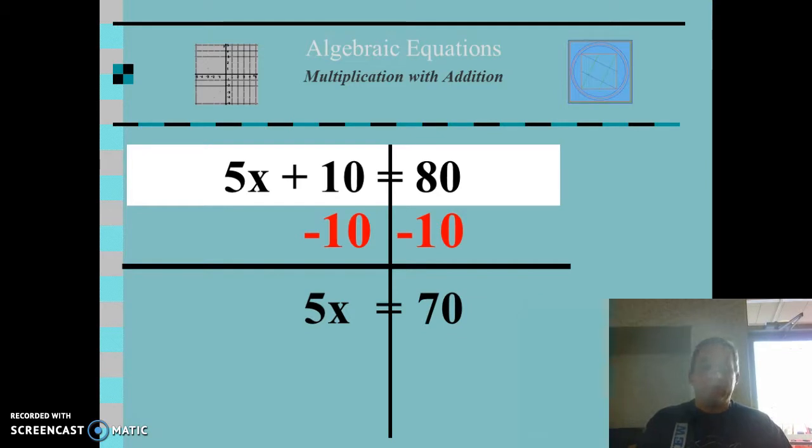5 times x equals 70. We have to get rid of the 5 to get x by itself. Since we're multiplying these two, we're going to divide by 5. Again, we have unbalanced our equation, so we have to do the same thing to the other side. The 5s cancel out. So your x is all that's left on the left side of the equation. And it becomes x equals 14 when you divide 70 by 5.